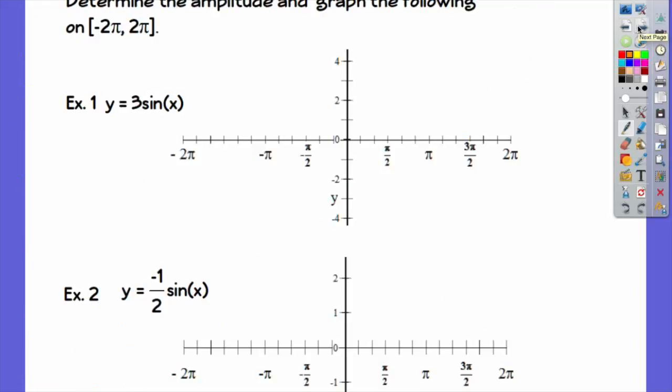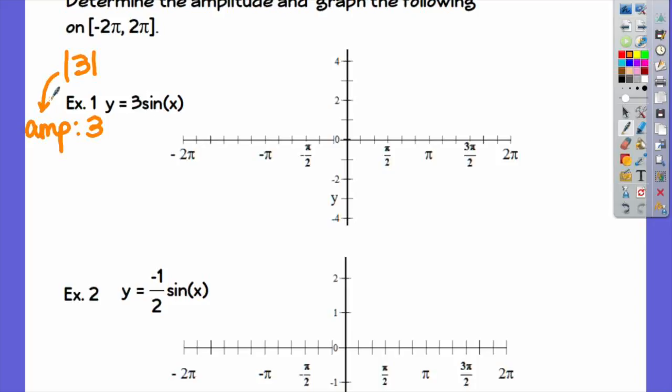So let's take a look at here. It says determine the amplitude and graph the following from negative 2 pi to 2 pi. So that's how we're going to graph it from here to here. What's the amplitude for number 1? It is 3. Remember, amplitude is the absolute value of A. So the absolute value of 3 is 3. And since it's a sine function, we know we're going to take all of our y's and do what to them?